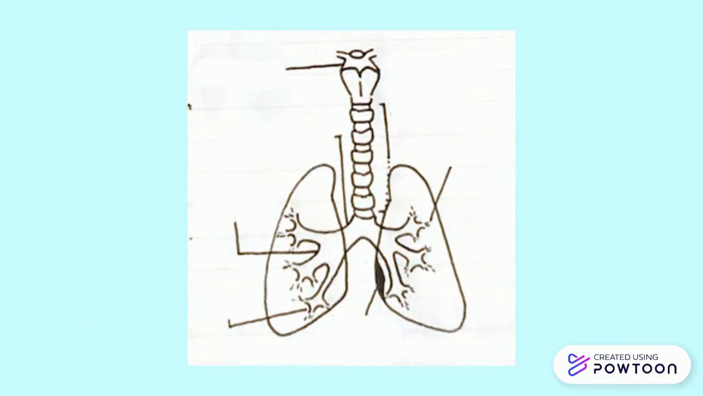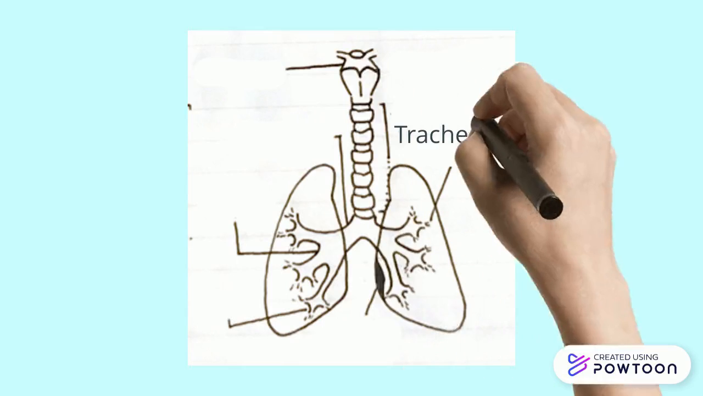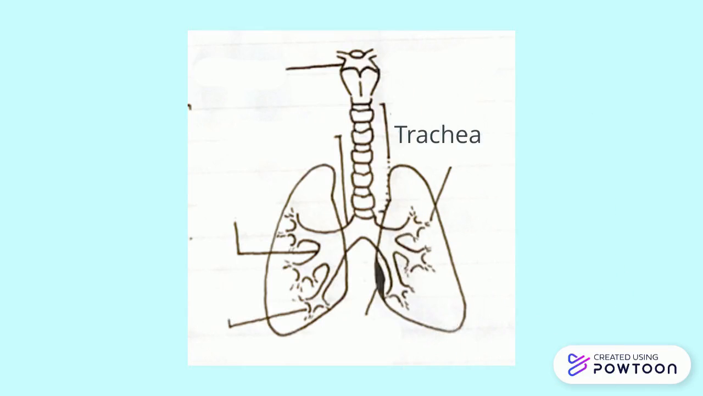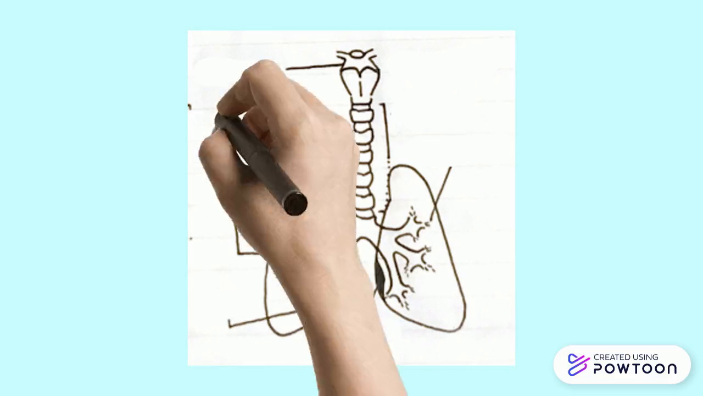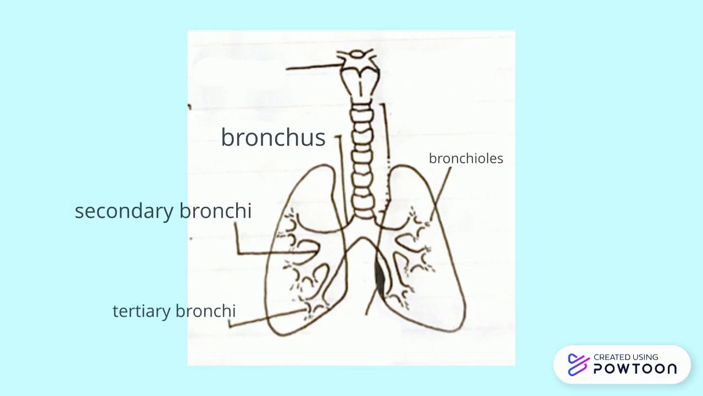Let's take a look at the structures of the respiratory system. The larynx contains the vocal cords, which vibrate to create sound. The trachea, or windpipe, extends downwards in front of the esophagus and into the thoracic cavity, where it splits into the right and left bronchi. The bronchus, bronchi, and bronchioles make up the bronchial tree. At the end of the bronchioles are alveolar sacs, or clusters of small air sacs called alveoli.